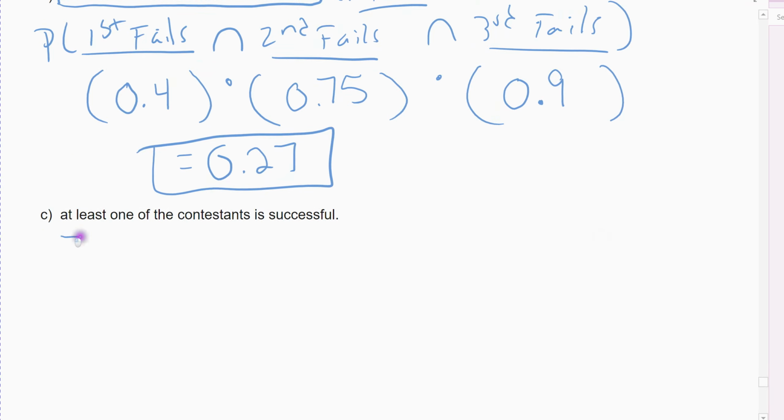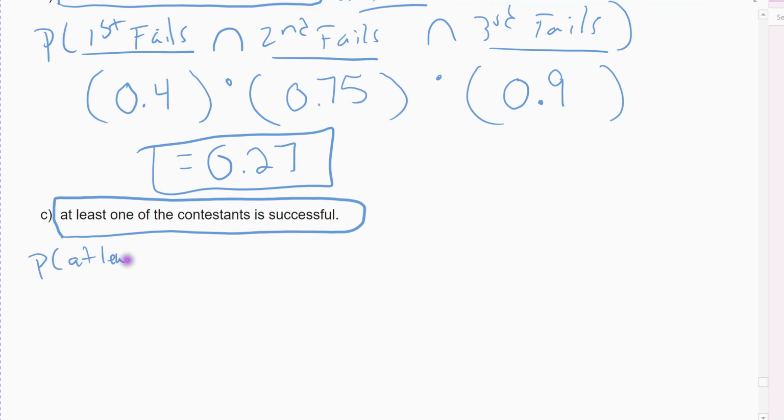All right, the next example. There's that at least phrase again. What's the probability at least one of the contestants is successful? Well, that means the first guy could succeed, or the second guy, or the third, or two of them could succeed, or all three of them could succeed. So the easier way to solve this one is to use the big complement.